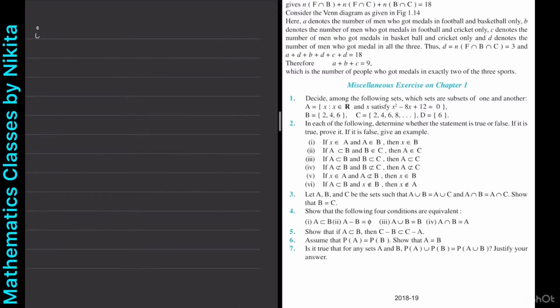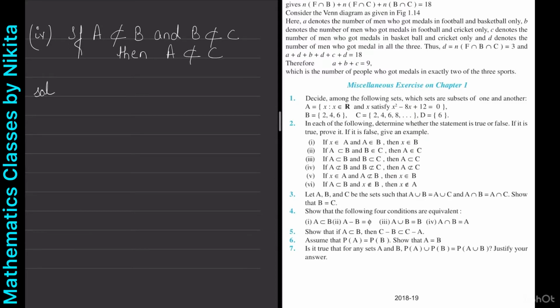Let's see the next part. So the next part says that if A is not a subset of B and B is not a subset of C, then A is not a subset of C. Now this is false.